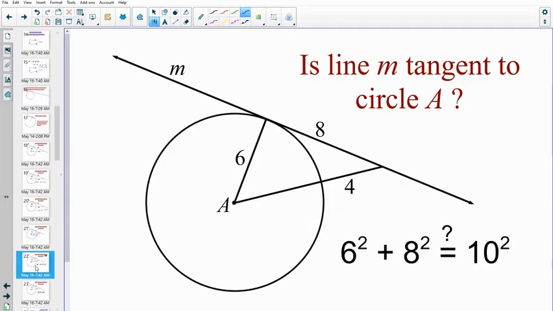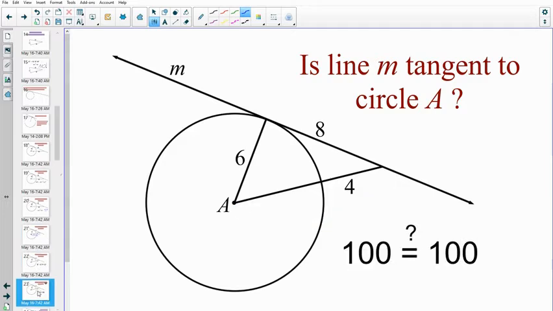So is it true? Is 6 squared plus 8 squared equal to 10 squared? Well, 6 squared, 36, plus 64 is 100. 100 is equal to 100. So yes, M is a tangent to the circle because it makes that right angle.